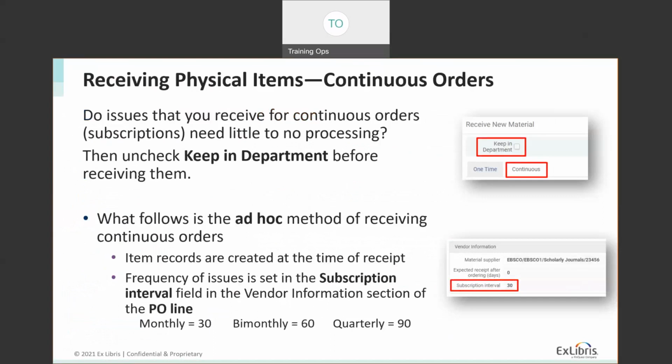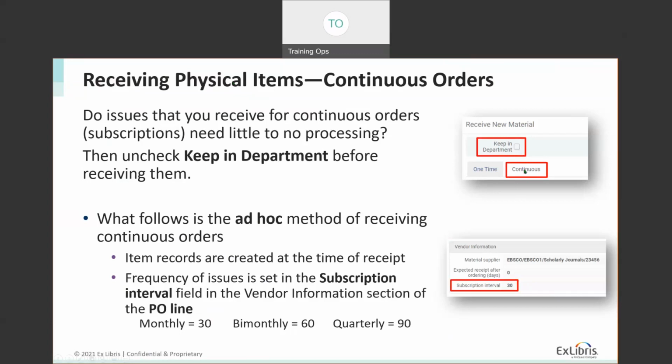Now let's talk about continuous orders or subscriptions. So at this point, my question to you is, if you receive subscriptions, serials, journals, whatever, when you receive those, do they need little to no processing? Maybe you put a barcode on them, maybe you put a property stamp on them, and you get them out to the shelf. If you do little to no processing, I always recommend not checking keep in department. Alma will put the item on the shelf immediately, and you're going to get it out there pretty quick, and it'll save you having to scan. And if you don't barcode, you can't scan it. So generally for serials, don't check keep in department.